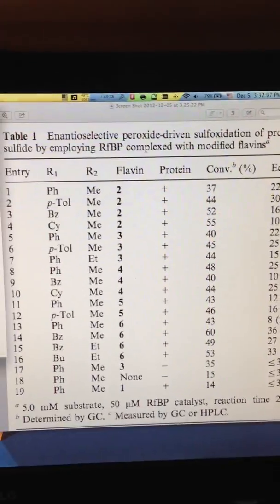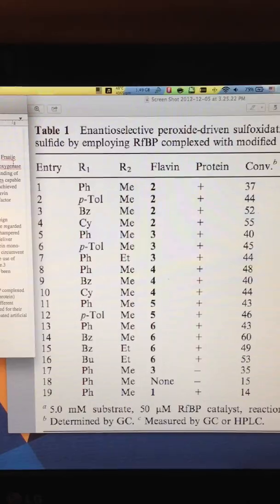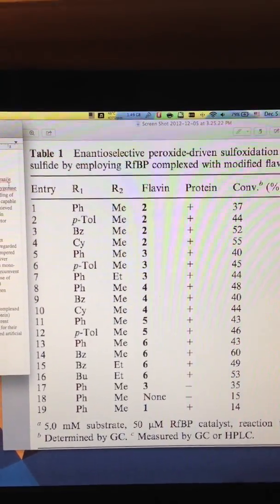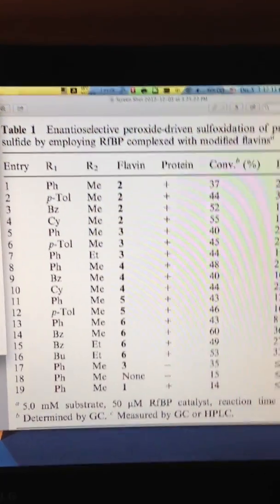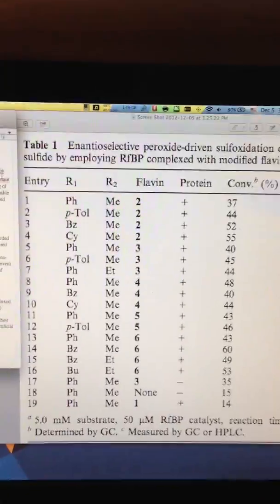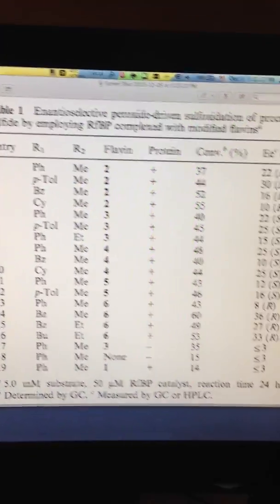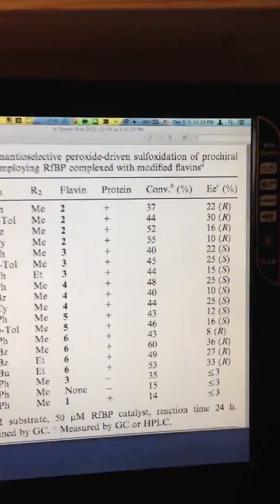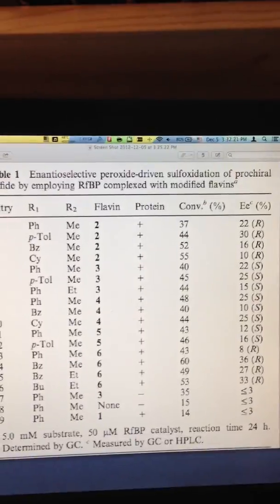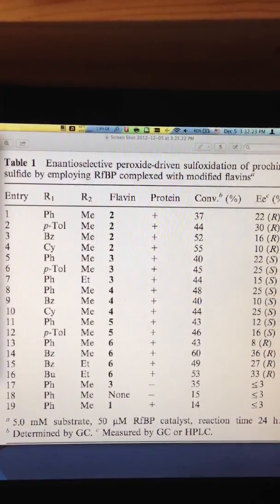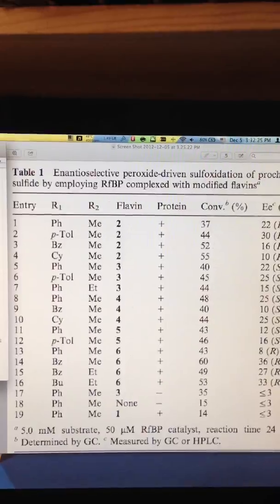For a flavin of 5, they also show quite a high percentage of conversion. For 6, they show the highest amount of conversion. They also show the highest amount of EE.